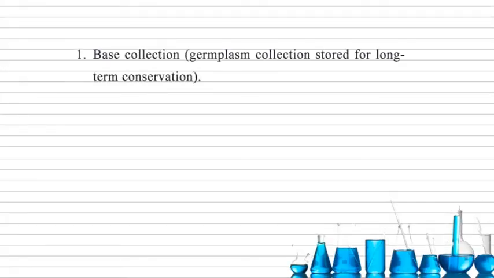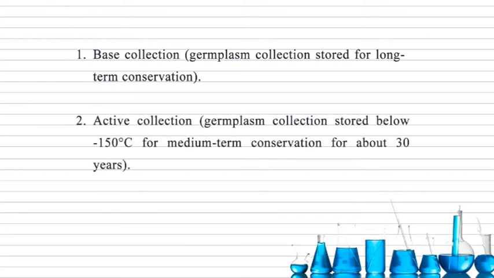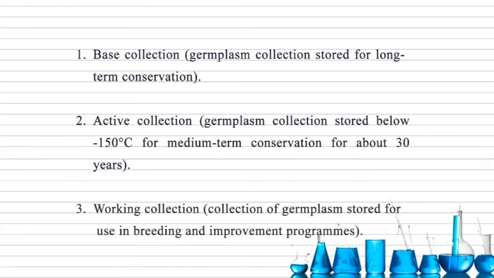Germplasm materials conserved in these gene banks can be broadly divided into three types of collection. The first one are the base collection, which includes germplasm collection stored for long-term conservation. The second are the active collection, which includes germplasm collection stored below -150 degrees Celsius for medium-term conservation for about 30 years. And working collection, which includes collection of germplasm stored for use in breeding and improvement programs.